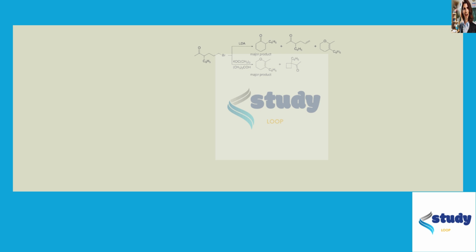Hello everyone, today we're doing chapter 23, problem 62, and this problem asks us to draw the stepwise mechanism illustrating how each of these products are formed. So let's do the first row first with LDA.